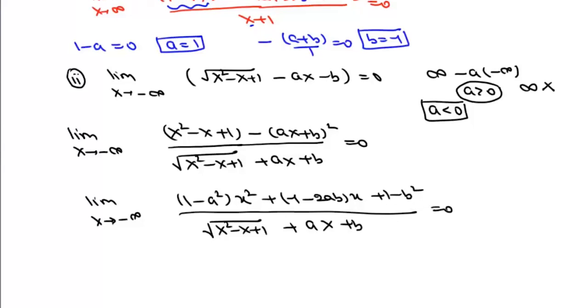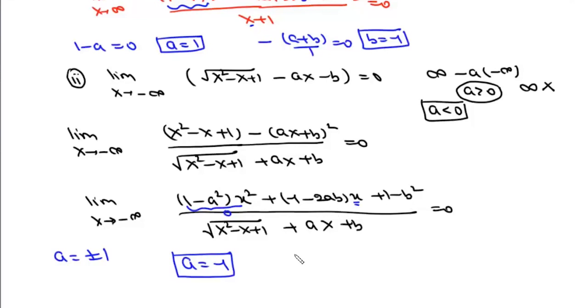Now in the denominator, highest power is 1. So in the numerator also, highest power should be 1 or less for this limit to be 0. That means coefficient of x square, it should be 0. From here we will get the value of a as either plus 1 or minus 1. But we already know that a cannot be positive. So the only value of a possible in this case is a equals minus 1. Now once there is no x square, then answer to this limit will be coefficient of x.